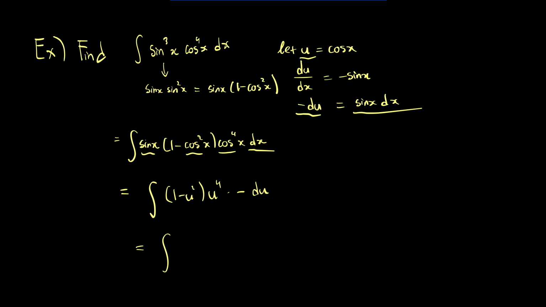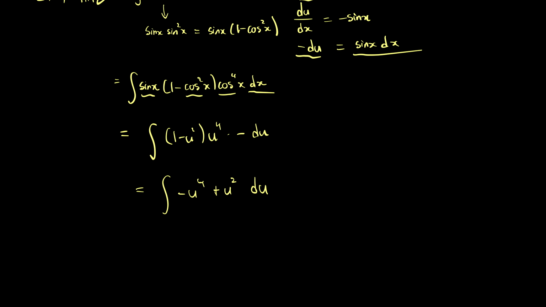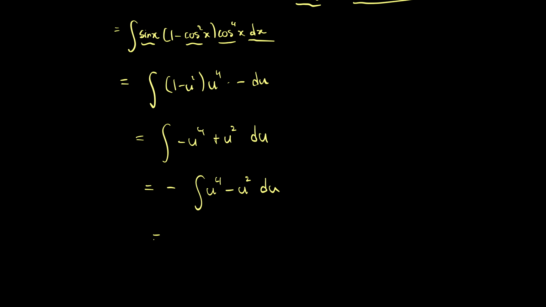So this becomes negative u to the 4 plus u to the 2 du. I'm just going to get rid of this negative here. So it becomes u to the 4 minus u to the 2 du. And this becomes 1 over 5 u to the 5 minus 1 over 3 u cubed plus c.